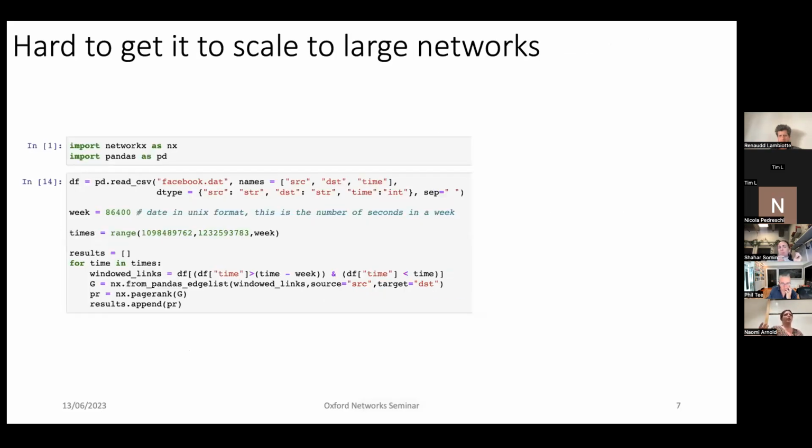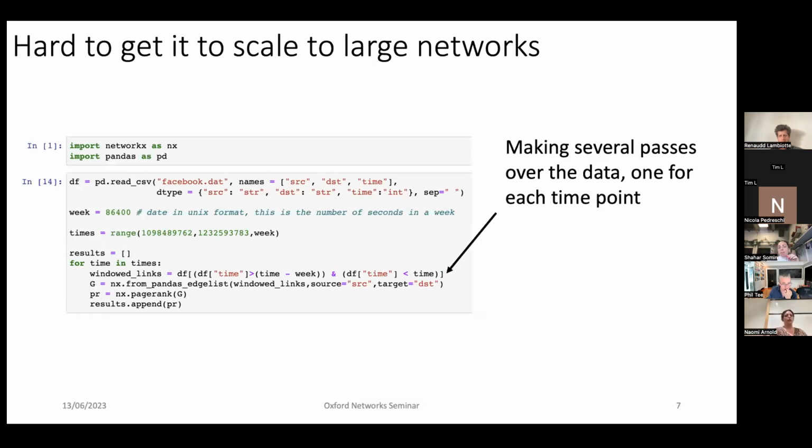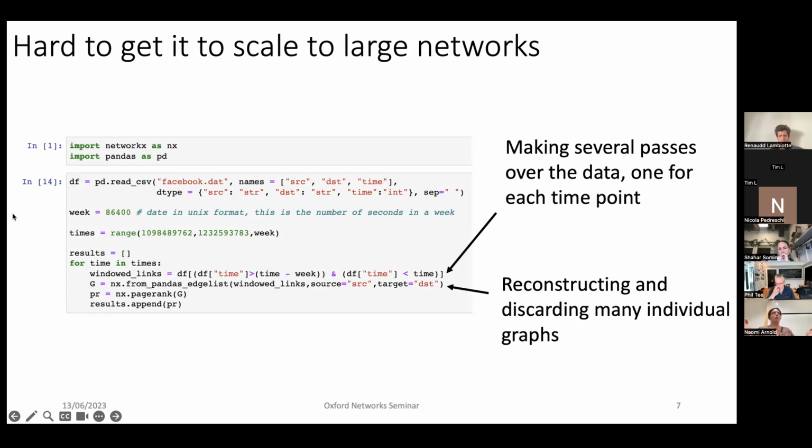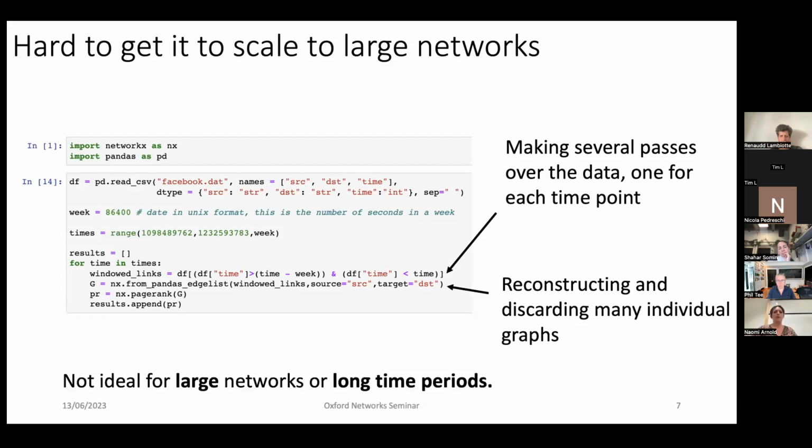And another problem with that is being able to get it to scale to larger network sizes, because without digging too deep into the code itself, using those sort of methods you might make yourself, you end up making several passes of the data, one for each time point, and building up and then discarding many individual graph objects, which is not ideal for either large networks or long time periods if you're having to make and destroy all those things.